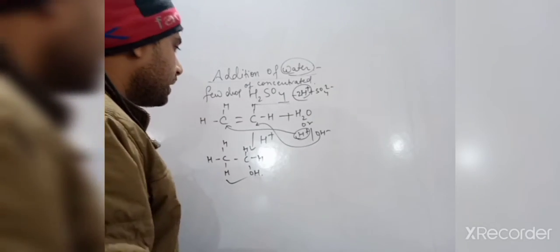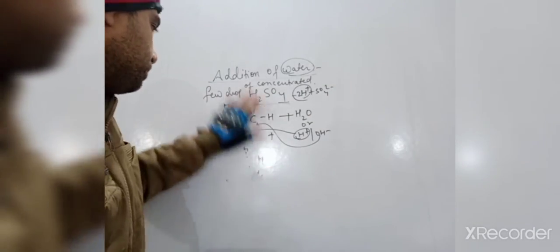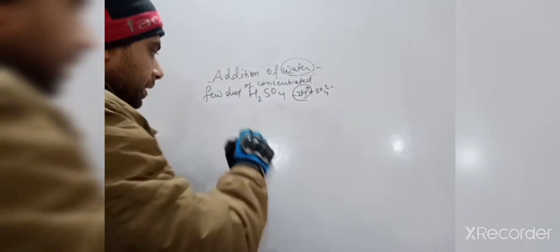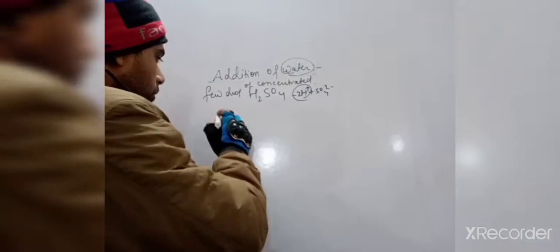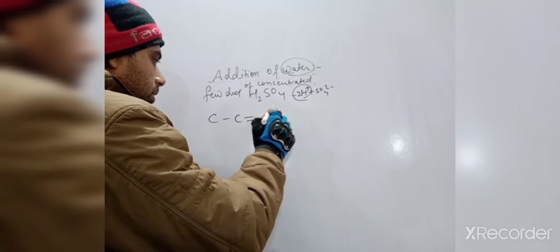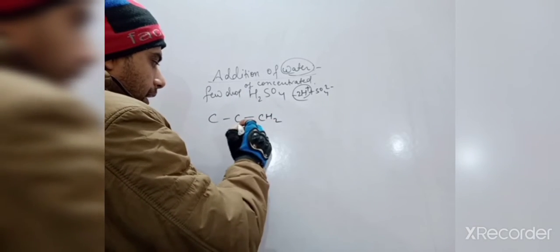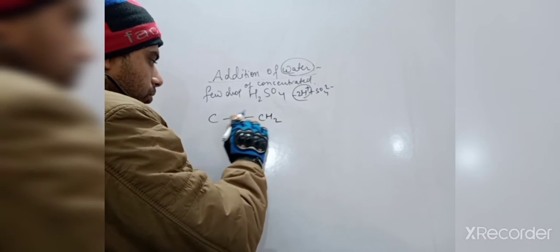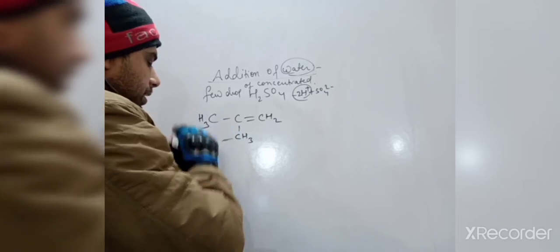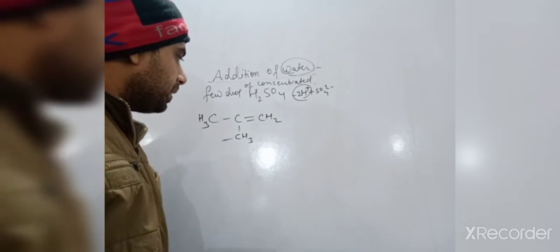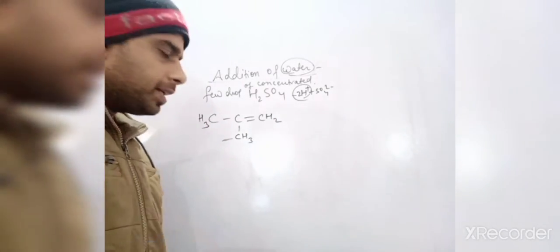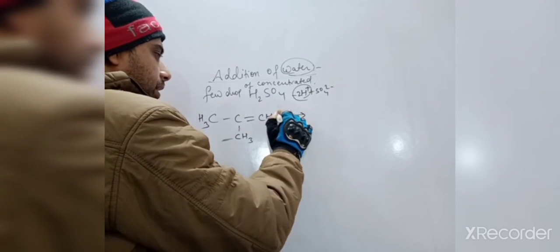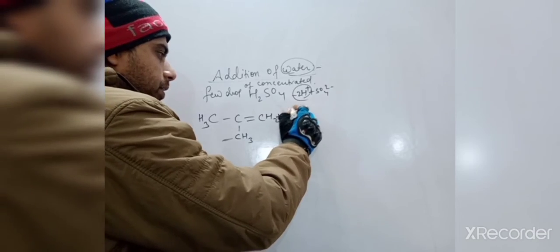If I see the second example of this case, we can take 2-methyl propene. Here, C double bond C, with H2 at this position and 1 CH3 group. Now, I have taken 2-methyl propene, and you can see that when I react it with water, in the presence of H plus.